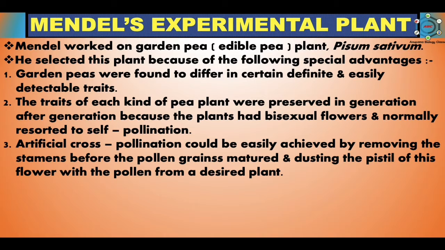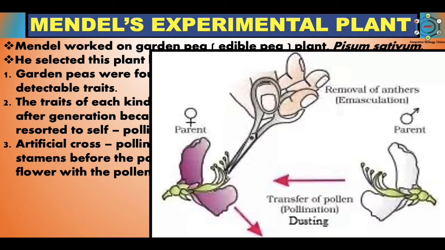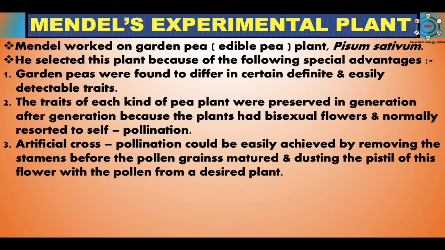Artificial cross-pollination could be easily achieved by removing the stamens before the pollen grains matured and dusting the pistil of this flower with the pollen from a desired plant. So in this picture, the removal of the anthers is known as emasculation. After that, the transfer of pollen, that is dusting. From this, after the artificial cross-pollination, a new plant will be formed.